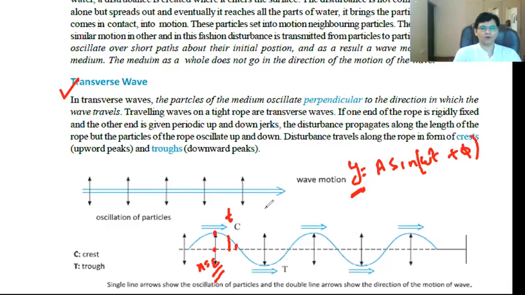Think about it. Because if I'm saying that at time t equal to this, what is the position? What is y? My question is, y of which point? This point, this point, this point? Which point? So I have to specify x also. I have to specify x also. Clear, everyone?